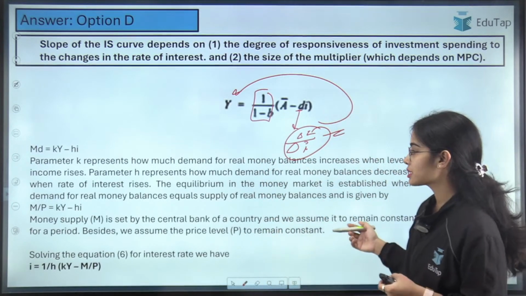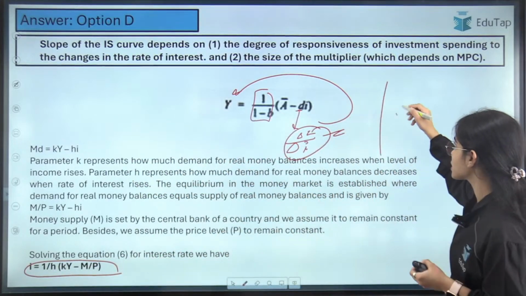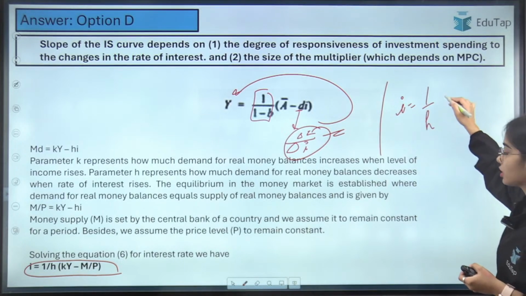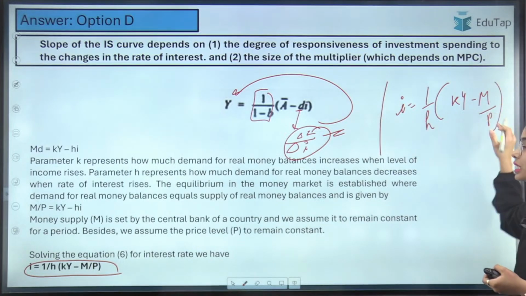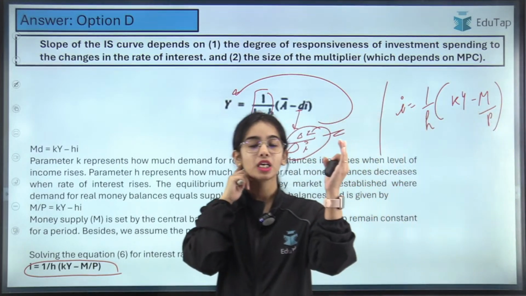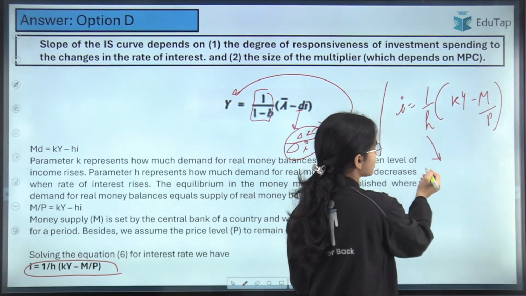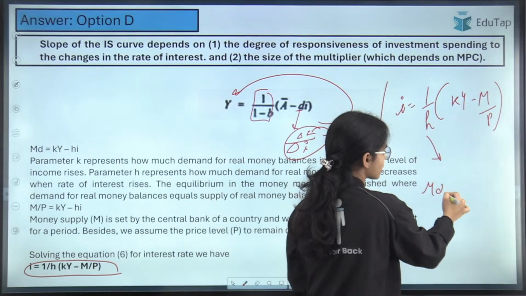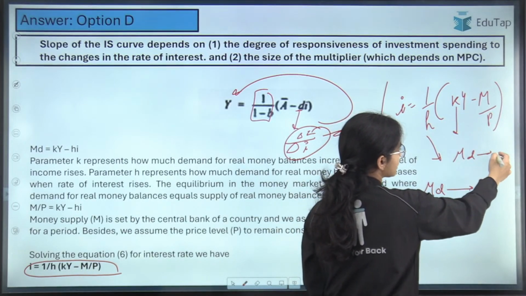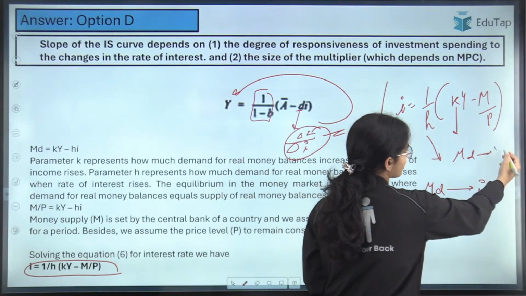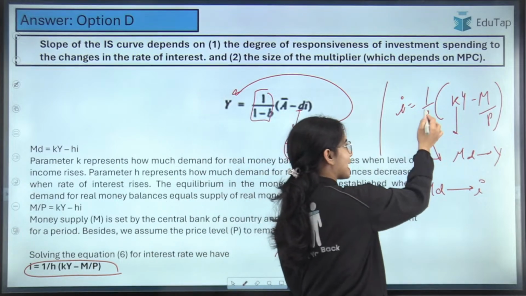Now coming to the equation for the LM curve. The LM curve equation is i = 1/h (kY - M/P). M/P is the real money supply, the nominal money supply divided by the price level. Now what is h? h is how responsive the demand for money is to the interest rate. k shows how responsive the demand for money is to the level of income. So the slope of the LM curve depends upon this h and k.